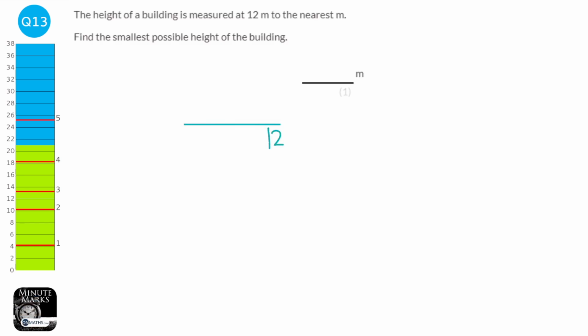To answer this question, I'm going to do a quick number line, and I'm going to put the 12 meters on my number line, and I'm going to think what the next number down would be that it could have rounded to. Well, it's 10 to the nearest meter, so the next number it could have rounded to is 11. And to find the minimum it could have been before rounding to 12, all we need to do is find the halfway point between 11 and 12, which is obviously going to be 11.5. So our answer is 11.5 meters.